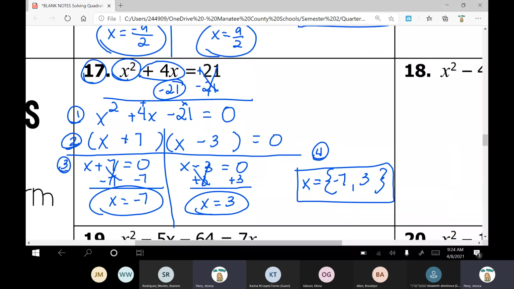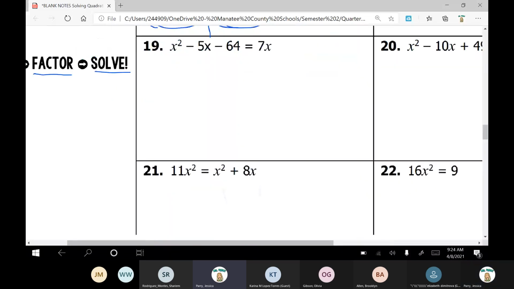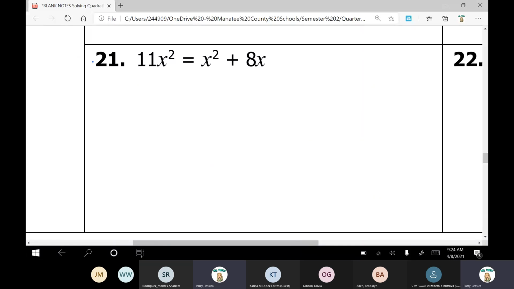Okay, let's do maybe one more question together here. Number 21. Okay, so first thing we want to do is set the whole problem equal to 0. Just to keep it consistent like we've been doing, the 0 has always been on the right side. So let's do the same thing here. Let's end up with the 0 on the right side.